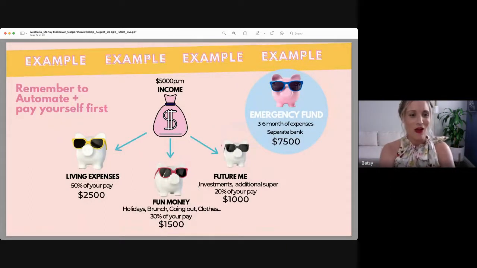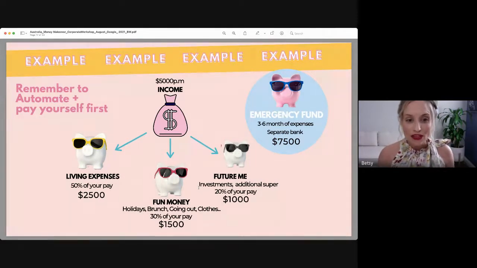Someone's just asked about recommending any banks. I won't recommend any banks, but there was a good article in the Money Smart magazine recently, which I believe is available online, which reviewed the best bank accounts for transaction and savings. So have a look there.